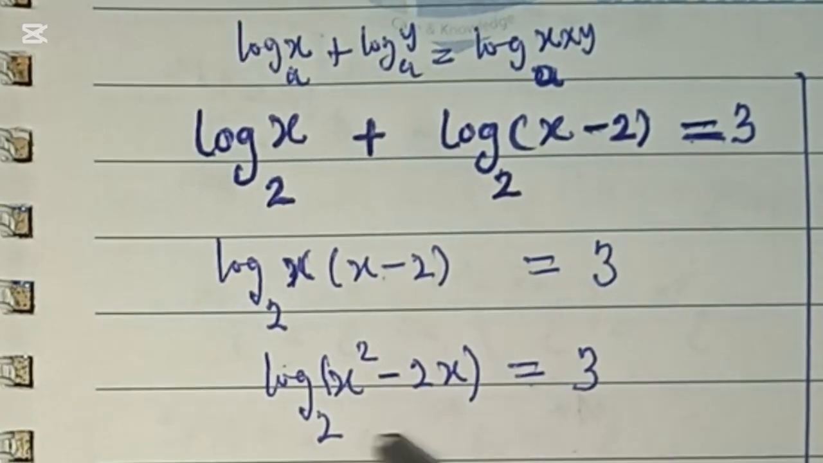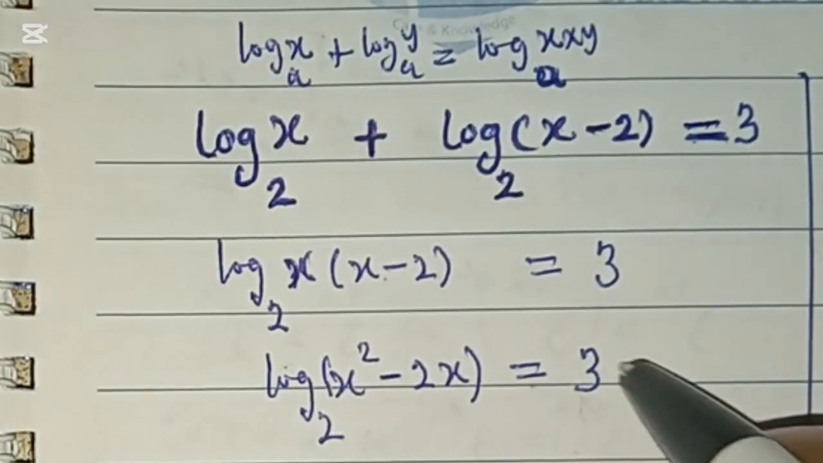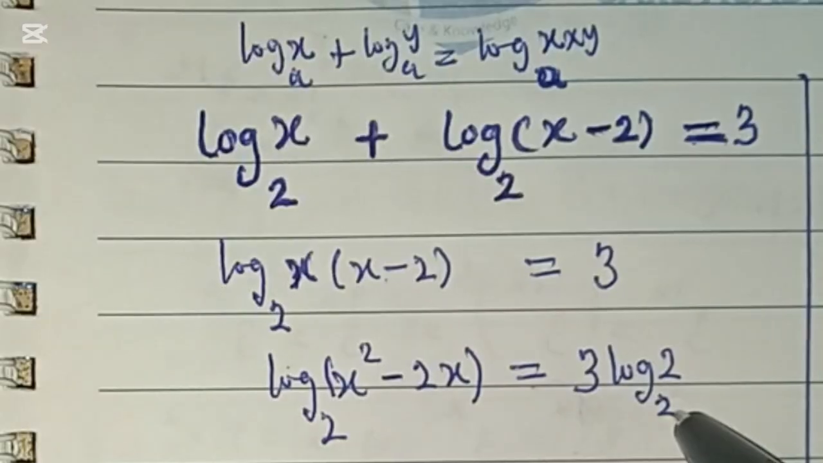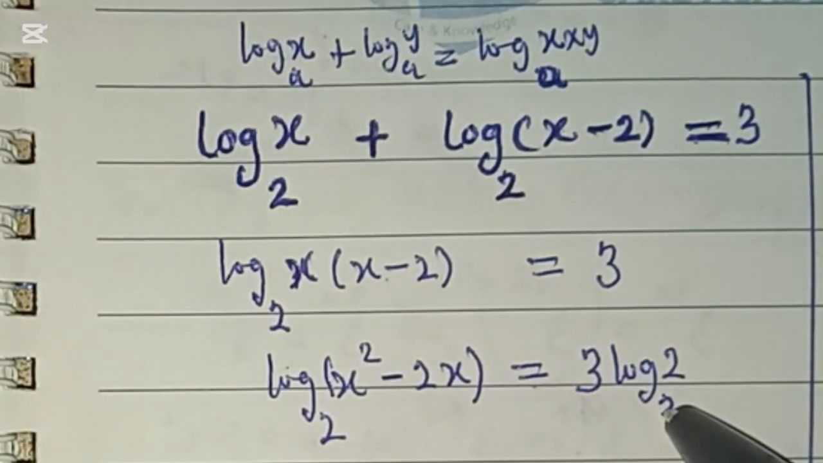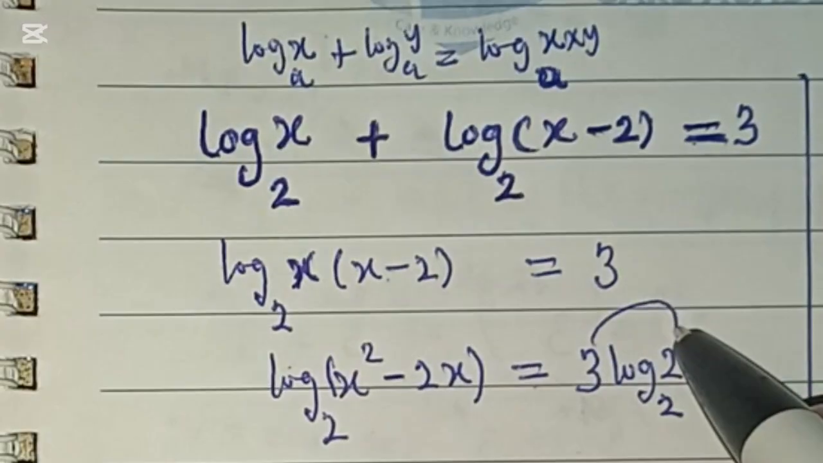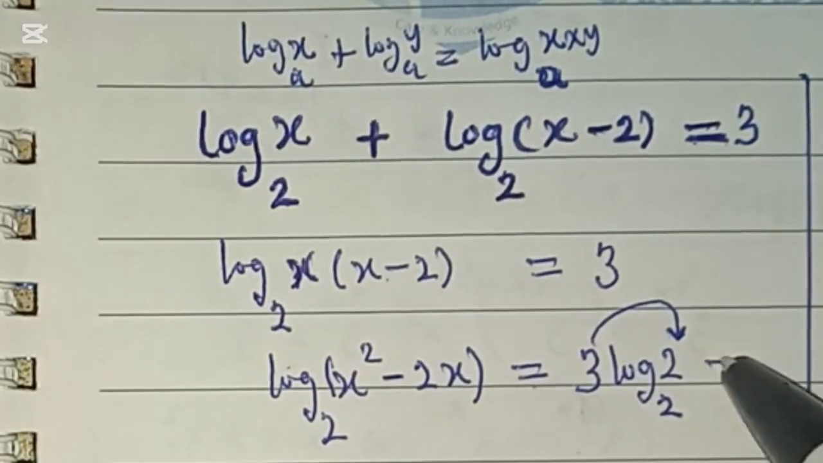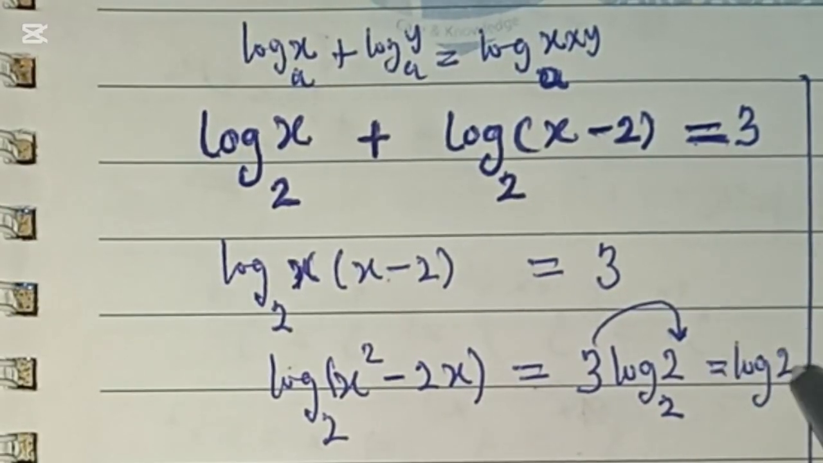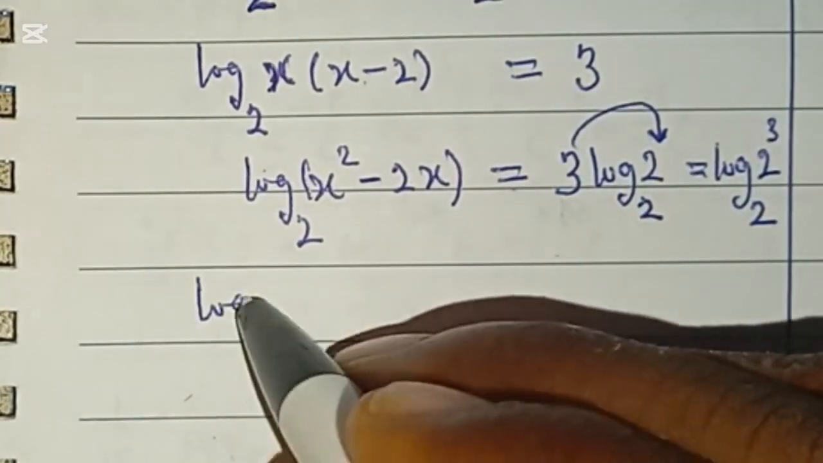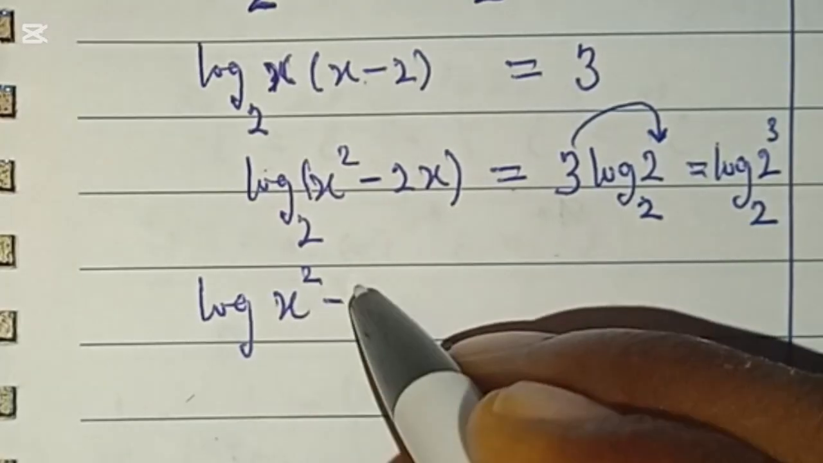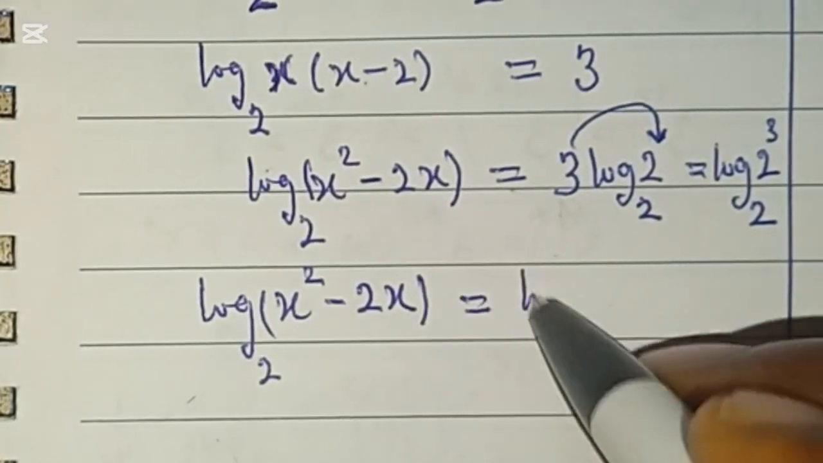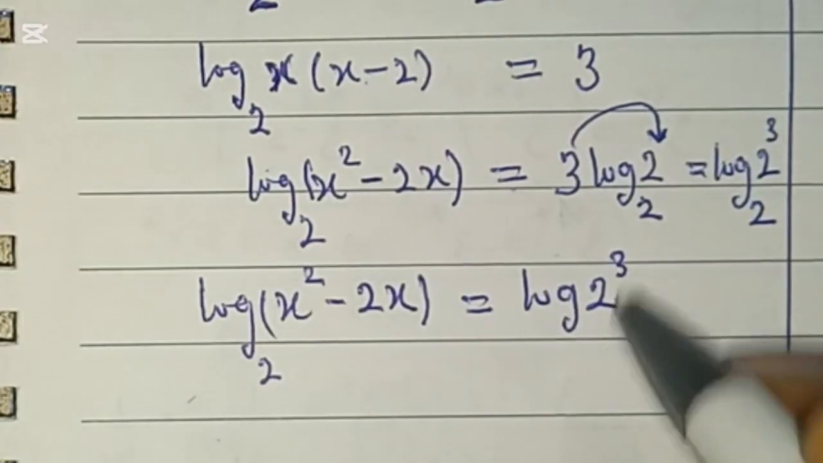We can cancel out this logarithm by simply saying that 3 is the same thing as log 2 cubed to base 2, because log 2 to base 2 is 1. So we can now write this as log of x squared minus 2x to base 2 is equal to log of 2 to the power of 3 to base 2.